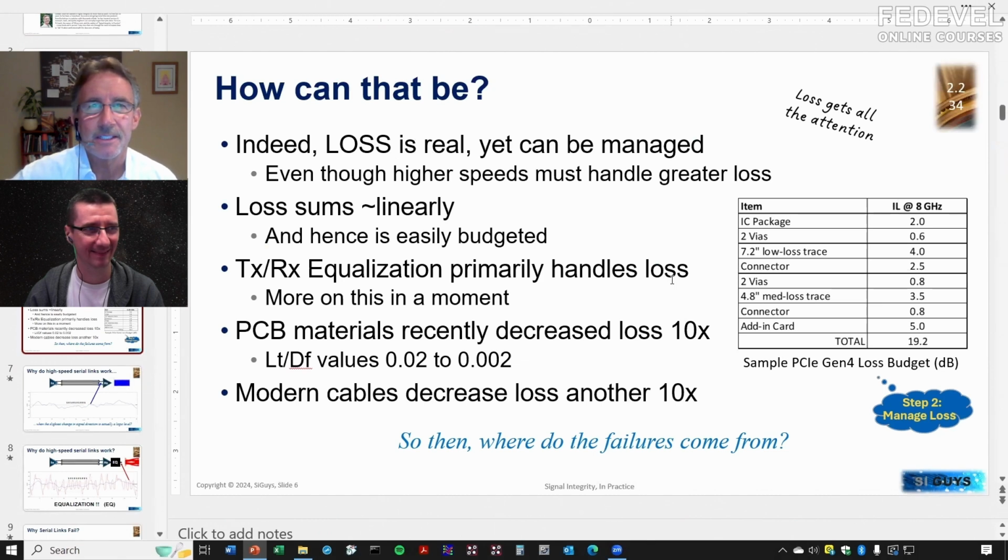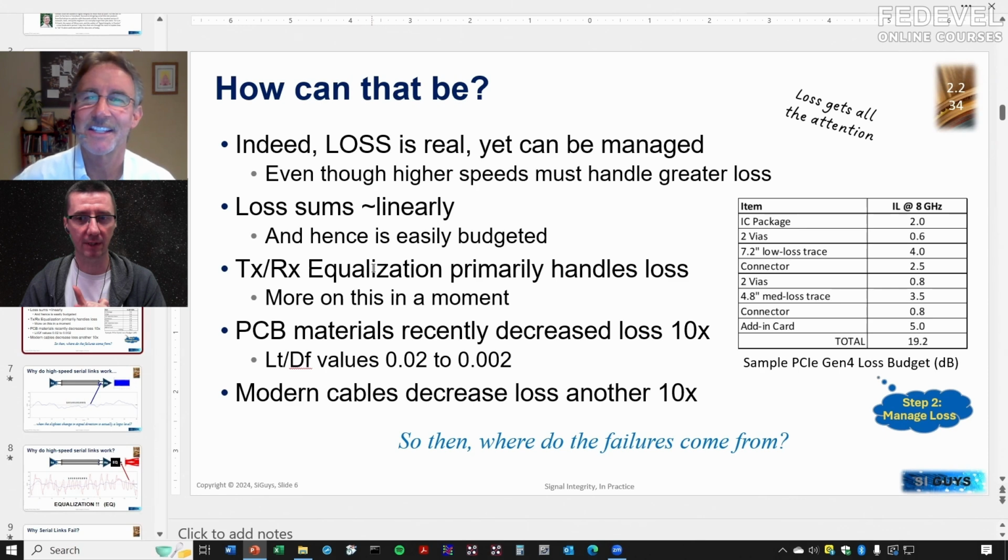Yeah, so how could that possibly be? Loss is sort of an understandable problem, and it's sort of a linear problem, and it's what today's equalization in the chips is handling. Okay, before we continue, I'm sorry for interrupting. We used the word equalization, and I would like to explain this.